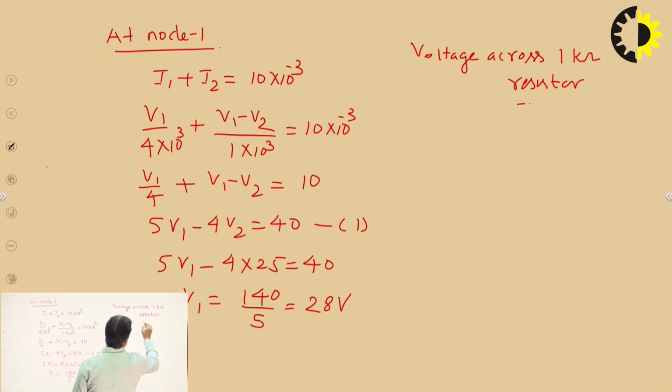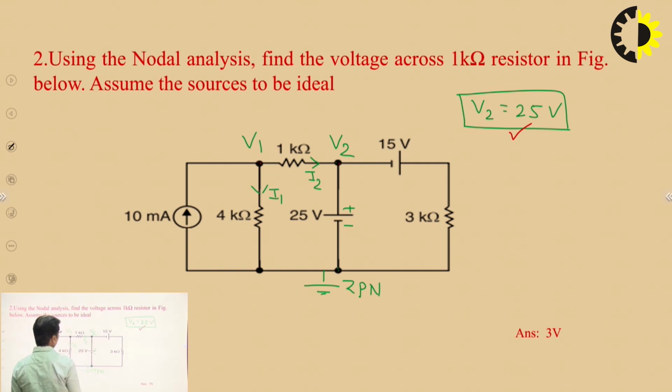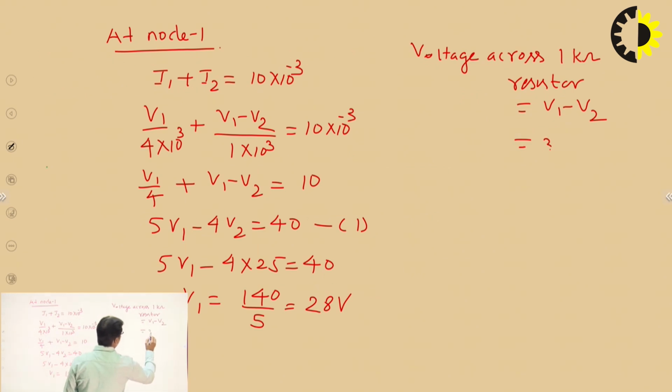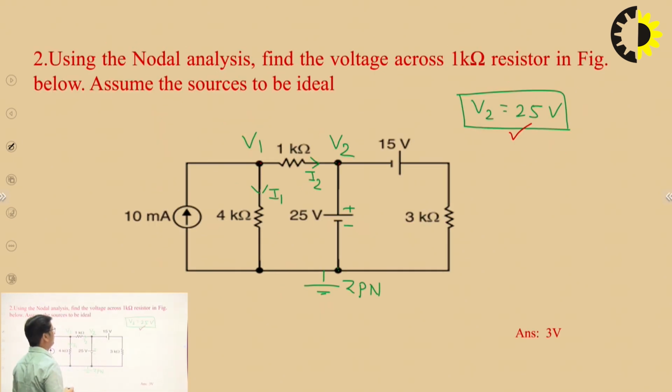The voltage across the 1 kilo ohm resistor is equal to V1 minus V2, because this is V1 and this is V2, and we have already calculated V1 is 28, V2 is 25. The difference is 3 volt. Hence, the voltage across the 1 kilo ohm is 3 volt, where V1 is at the high potential of 28, and V2 at 25. So the current will flow from node 1 to node 2. Okay, so we can also calculate the current in that branch accordingly.